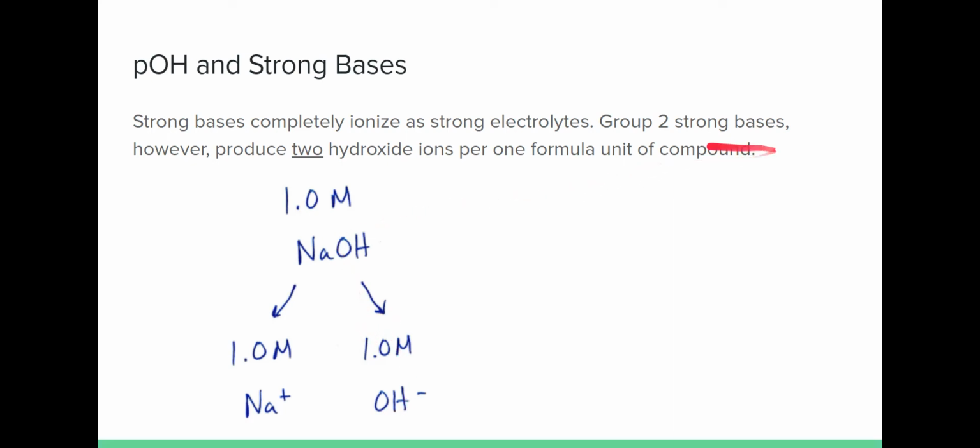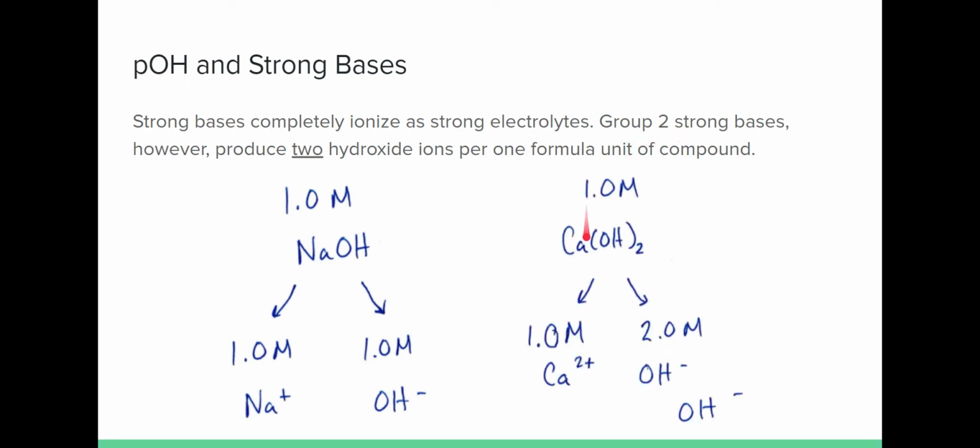If we have something that's a group 2 strong base, such as calcium hydroxide, however, one thing that we have to watch out for when we're working with pOH is the fact that when we have 2 hydroxides per 1 formula unit of this compound, the concentration of Ca2 plus will match that of the original compound because it's a 1-to-1 ratio. However, the OH minus concentration will be twice that of the original compound if there are 2 of them in the chemical formula. So that's one little trick that we have to watch out for with group 2 strong bases.